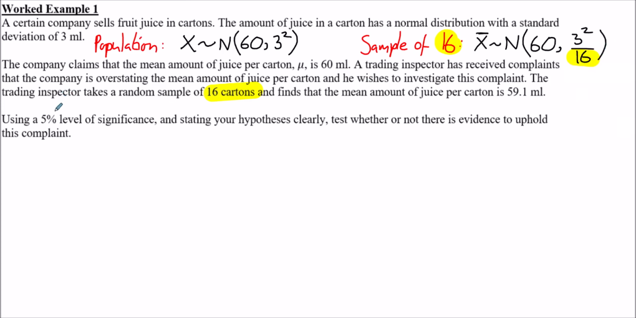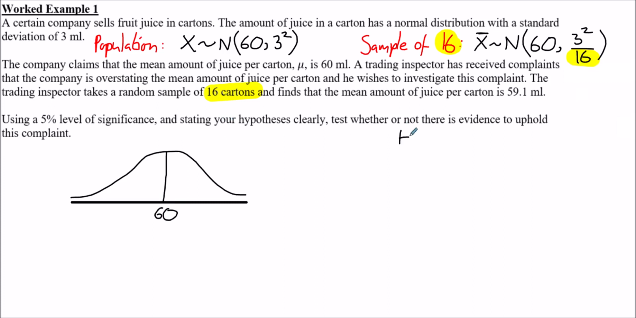And using a 5% level of significance, what I'm going to suggest we do here is to just sketch out this normal curve. So do the bell curve like so. The mean here by H0 is going to be 60. I'm working back to front. It does say state hypotheses clearly. So H0, we always go innocent until proven guilty. So we assume H0 is that actually this company are telling the truth and that mu is 60.